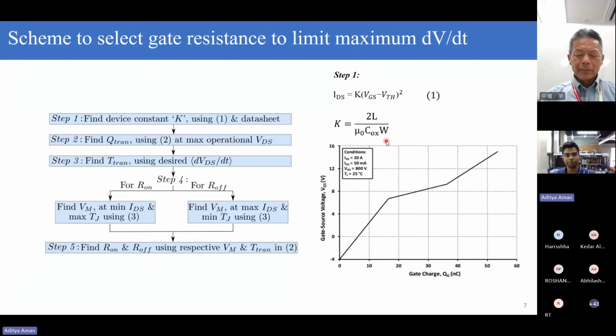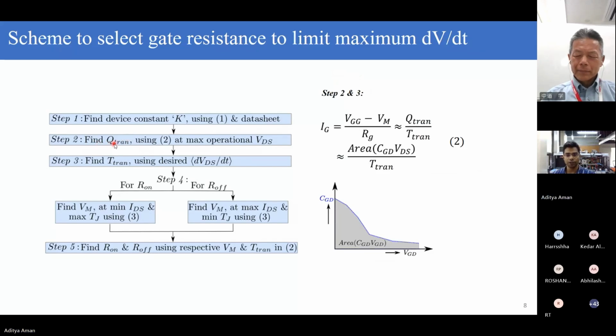The next task would be figuring out the value of Q transition. The Q transition is nothing but the area under the CGD versus VDS curve, which can be evaluated from the device data sheet, right? And the T transition is the transition time based on the desired limit which you want to achieve. For, let's say, 6 volt per nanosecond, what T transition time are you expecting, right? So T transition is based on the user. So you have the value of Q transition from the device data sheet, and you have the value of T transition from the user desired value.